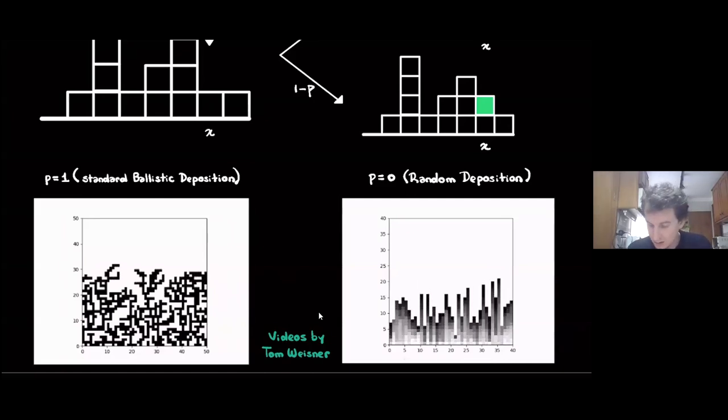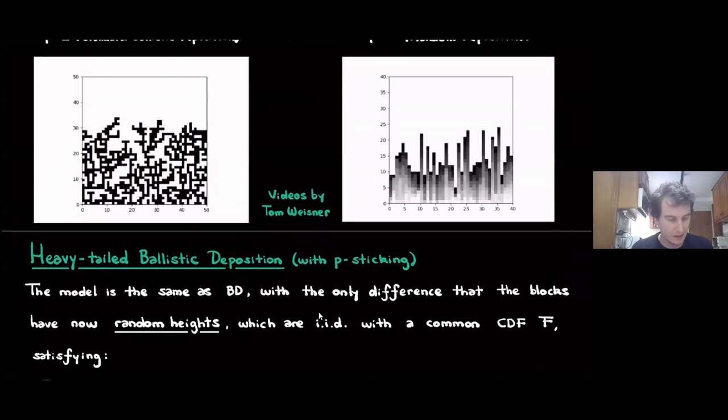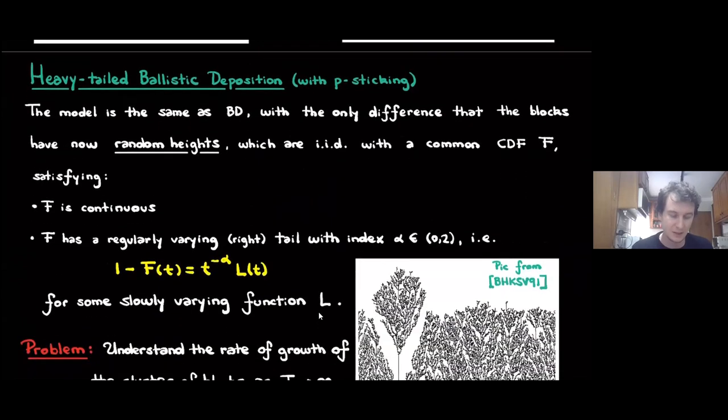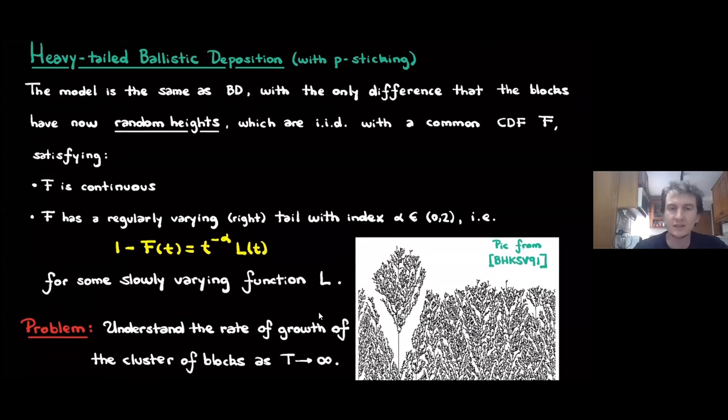So this is the traditional ballistic deposition model, and the version of the model that I'm going to be interested in is the heavy tail version, which is exactly the same as the one I just described. The only difference is that now the blocks will have unit width, but a random height. And the heights of all these blocks are going to be IID with common distribution function, which I'm going to call F, that I'm going to assume for the rest of the talk satisfies two assumptions.